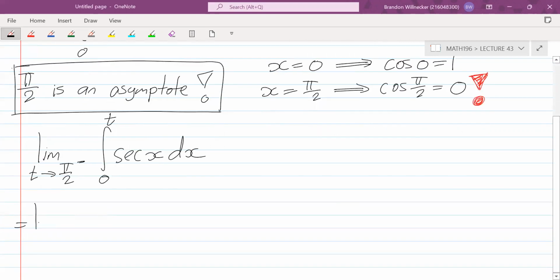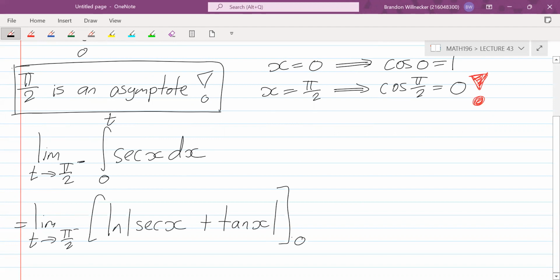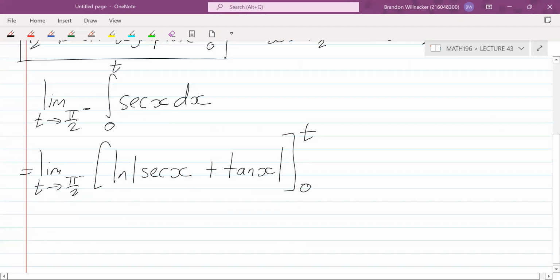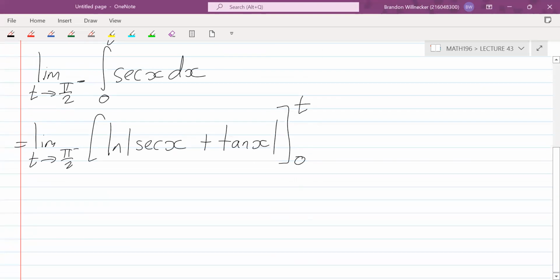So this is going to be the limit as t approaches pi over 2. Now, the integral of sec, we've done that quite a few times now. That's going to be the natural log of sec x plus tan x. It's just something you need to remember. And then this is going from 0 to t. Again, we leave the limit alone for now. We substitute t and we substitute 0 to get a function of t.